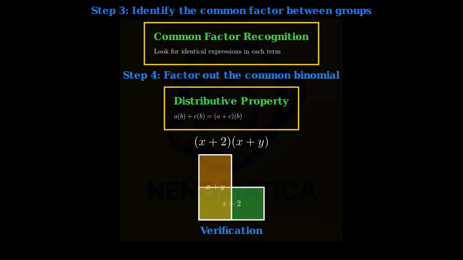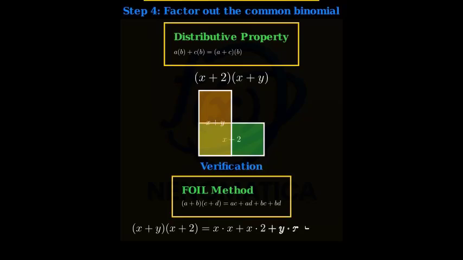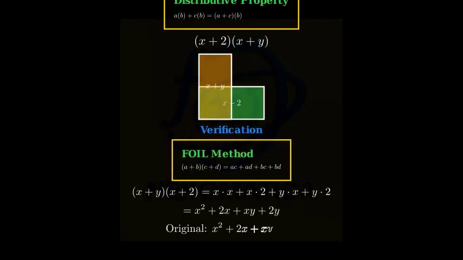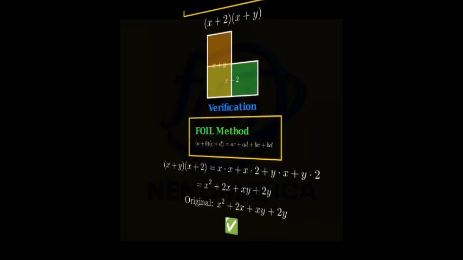Let's verify our factorization by expanding it back to confirm it equals our original expression. When we multiply x plus y and x plus 2 using the distributive property, we get x times x, which is x squared, plus x times 2, which is 2x, plus y times x, which is xy, plus y times 2, which is 2y. So we have x squared plus 2x plus xy plus 2y, which matches our original expression. This confirms our factorization is correct.